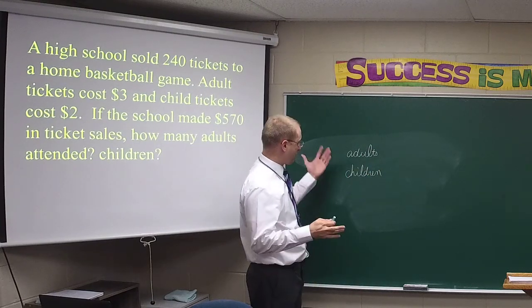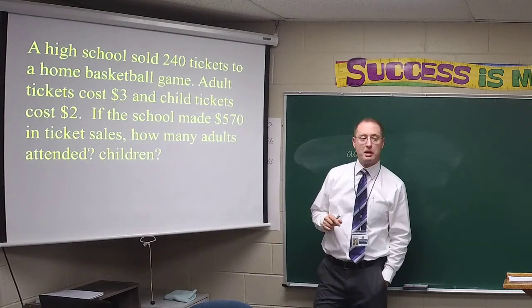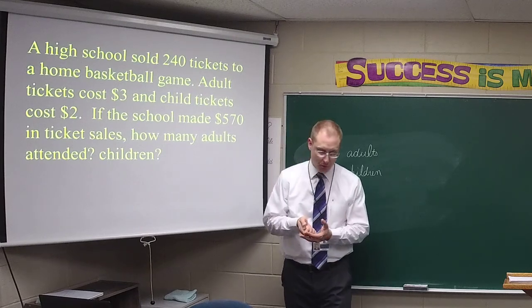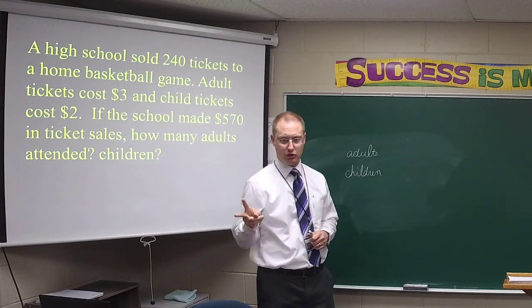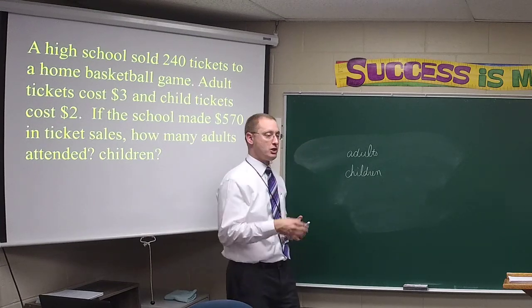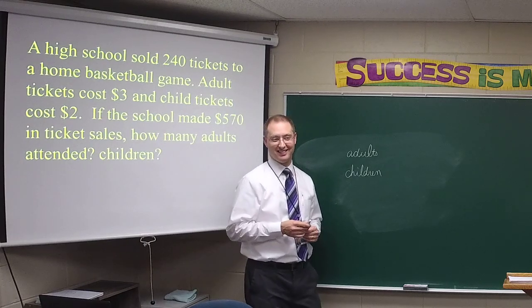And I don't know how many adults. I don't know how many children. But I do know how many people came total, Abby. 240. And I said before, if we have 2 unknowns, and we know the total of the 2 unknowns, one of the unknowns, Abby, should be x. And the other? x plus 1.